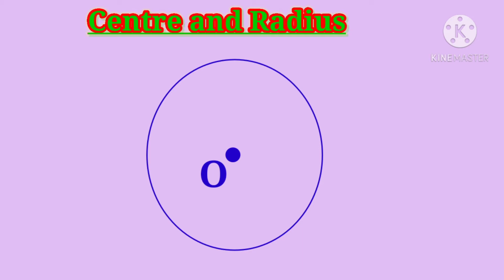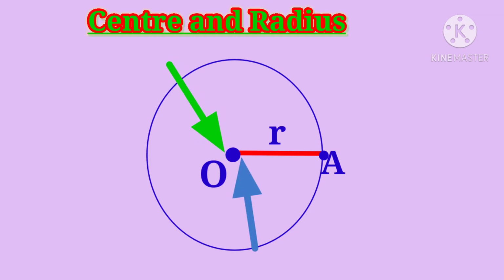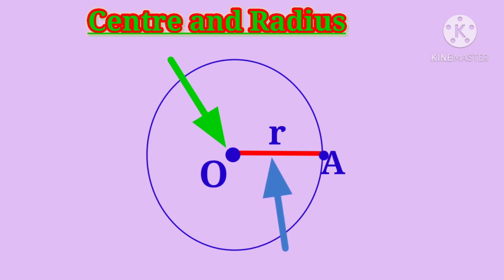Students, let us focus on center and radius. On the screen, you can observe the fixed point O is called the center of the circle and the fixed distance OA is called the radius of the circle. Here O is the center and the distance between the center and a point A on the circle is the radius.